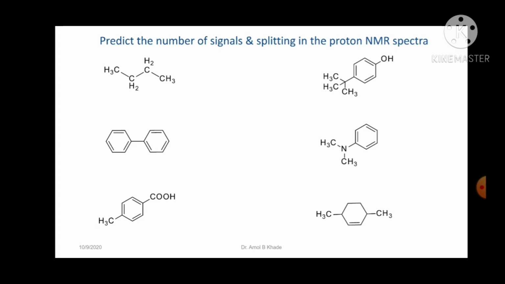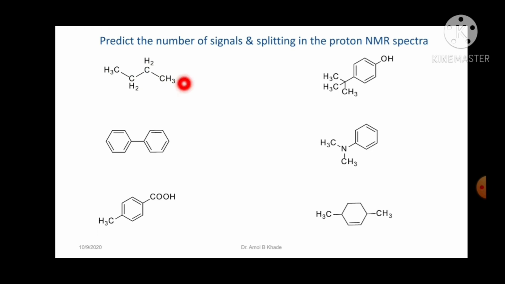So what is asked? Predict the number of signals and splitting in the proton NMR spectra. When we see this particular structure, this CH3 and this CH3 are in the same chemical environment, okay, because their neighbors are the same. You can see this CH3's immediate neighbor is CH2, then the next neighbor is CH2 and then CH3. Similarly the same case for this CH3, this CH2 is the immediate neighbor, then the next neighbor is CH2 and CH3. So these two CH3s are chemically equivalent. Similarly these two CH2s are also chemically equivalent. So here we will expect 2 sets of protons or 2 signals.